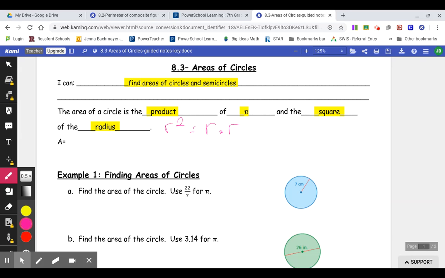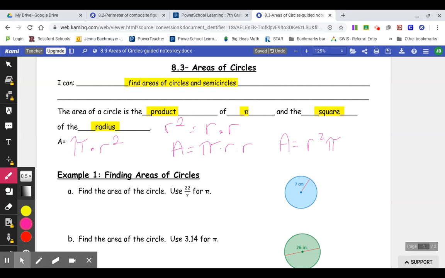So the formula for area of a circle would be pi times r squared. Again, you could see it as pi times radius times radius. And you might even see this backwards, so you might see radius squared times pi. All of those are the same, just different ways that you could look at it. Okay, so let's look at example 1.